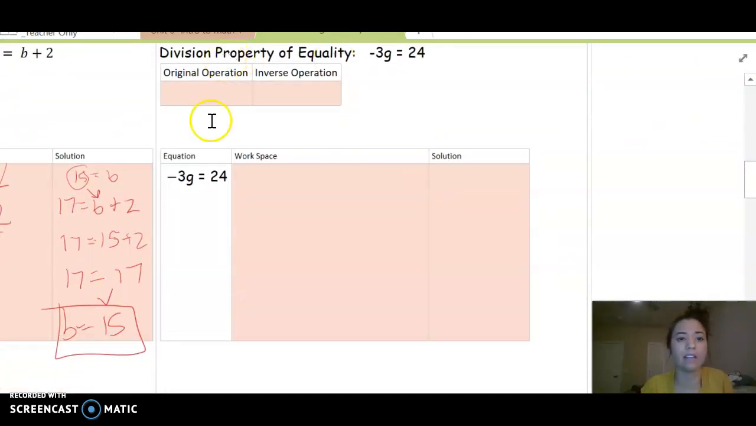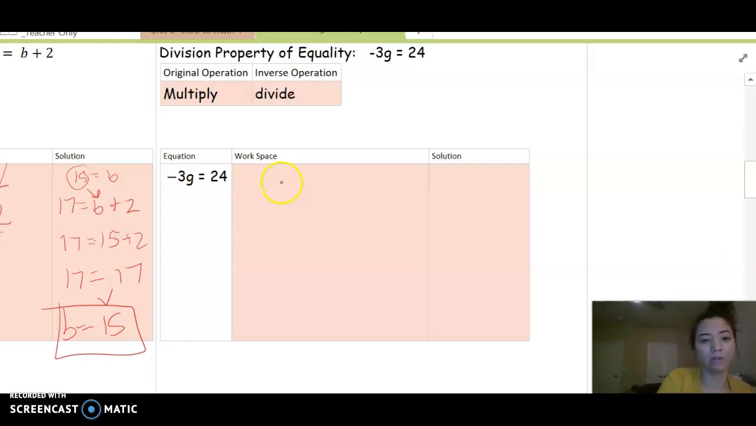All right, division. So my original operation happening right now, I have -3 and then nothing and then g. Hopefully you guys should know by now what that means for multiply. And the inverse operation of multiply, the way to get rid of multiply is to divide.